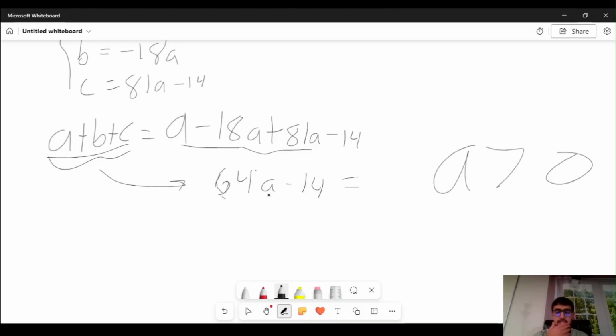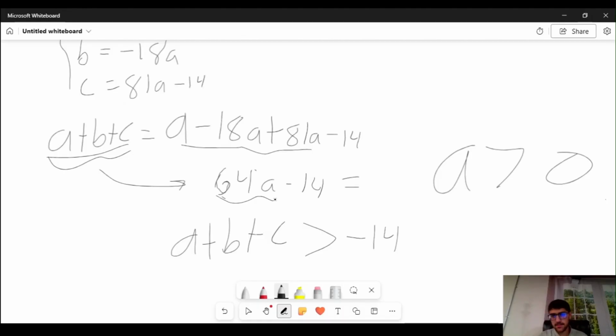So let's say a is exactly 0, I would get negative 14 equals a plus b plus c. But I have to remember that a is greater than 0, so let's say I put 0.00001, that is where it works. So a plus b plus c has to be greater than negative 14, because a is greater than 0. Any number greater than negative 14 is possible for a plus b plus c.